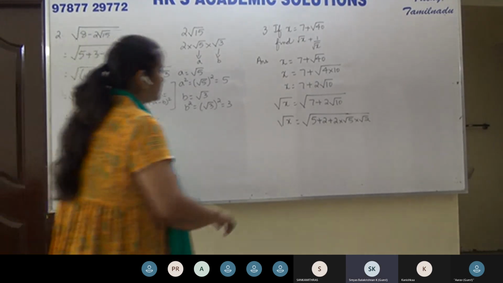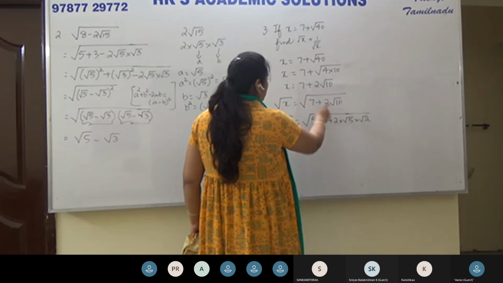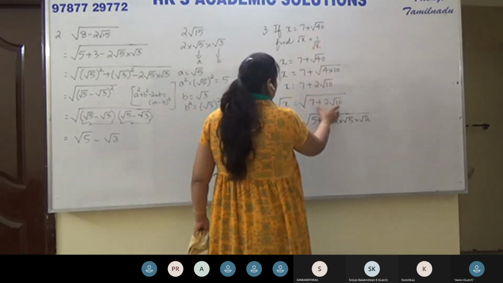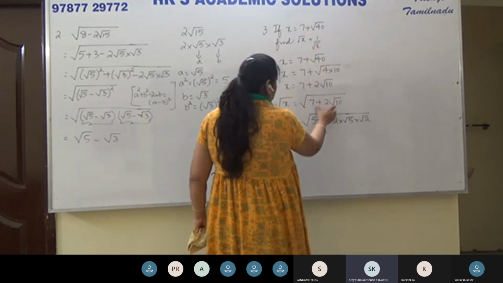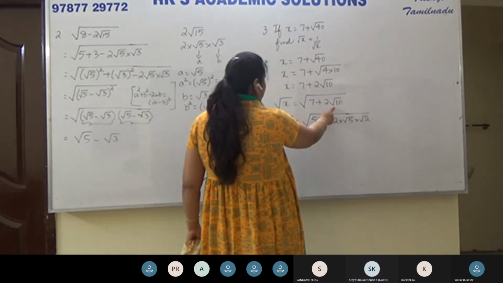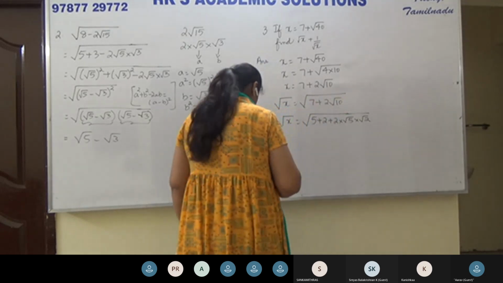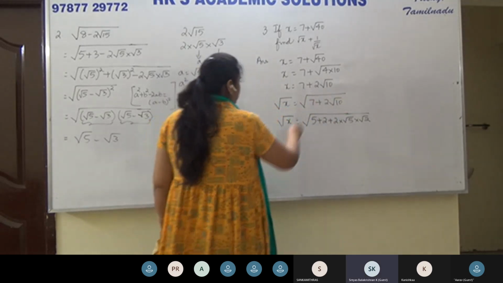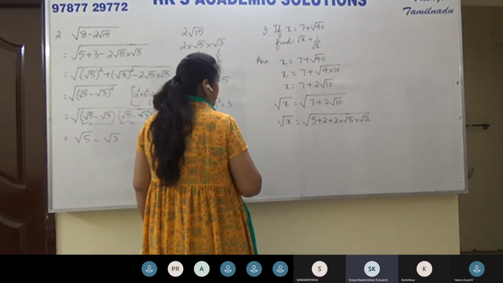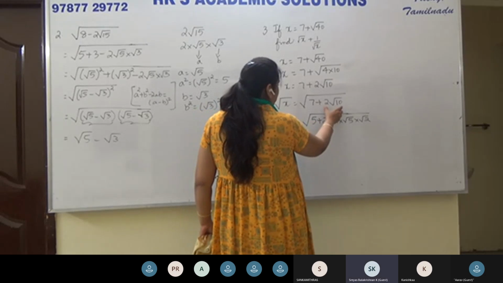That's what I've written here. Instead of square root of 40, we've written 2 root 10. You can see this x here, 7 plus root 40. This is x. Instead of square root of 40, it's written as 2 root 10. Square root of x, that's what I've written. Okay, ma'am. So now you understand, children.